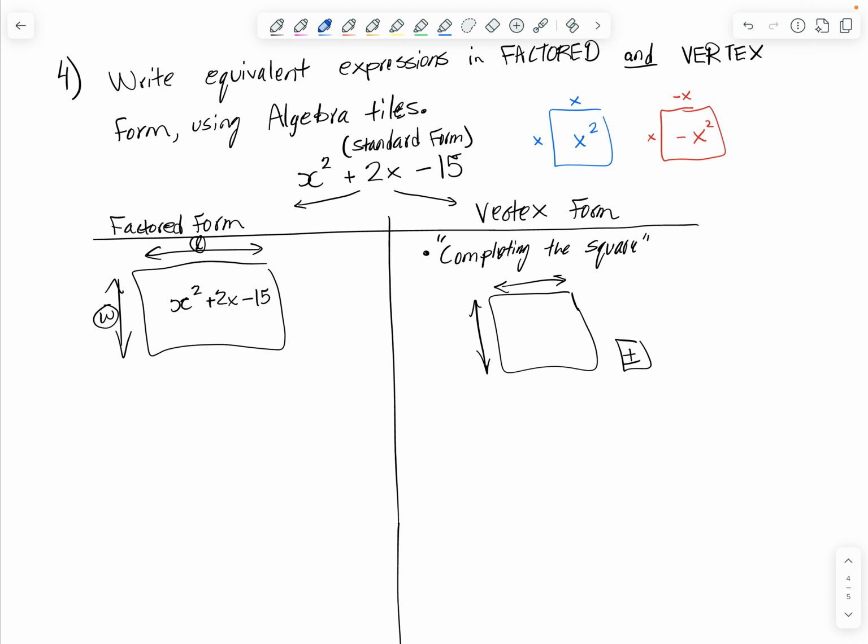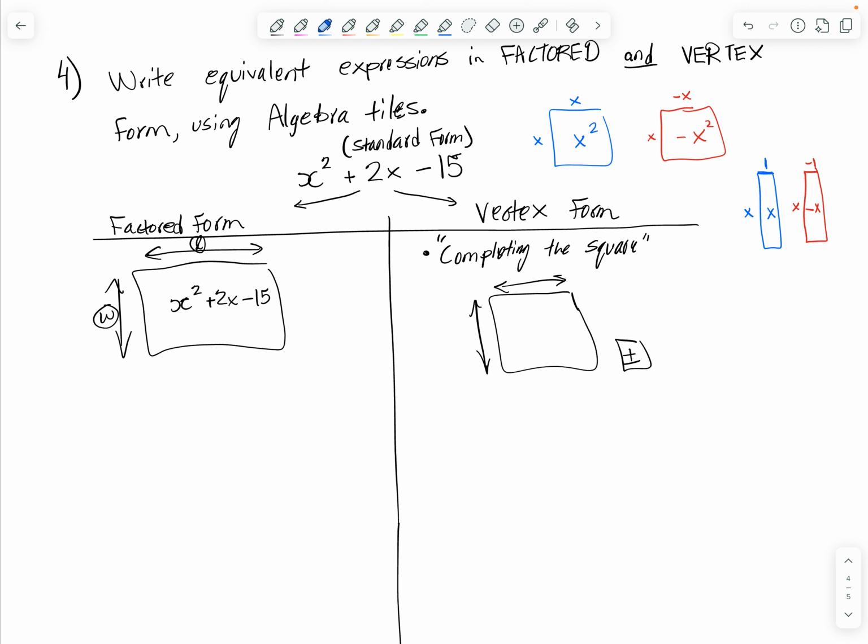I can also have bars, which are rectangles of area x. This works for something that is x long and 1 wide. This unit right here is 1, and 1 times x is x. I can have it in red as well. The red version of this would be negative x, and that would work for x long and negative 1 wide.